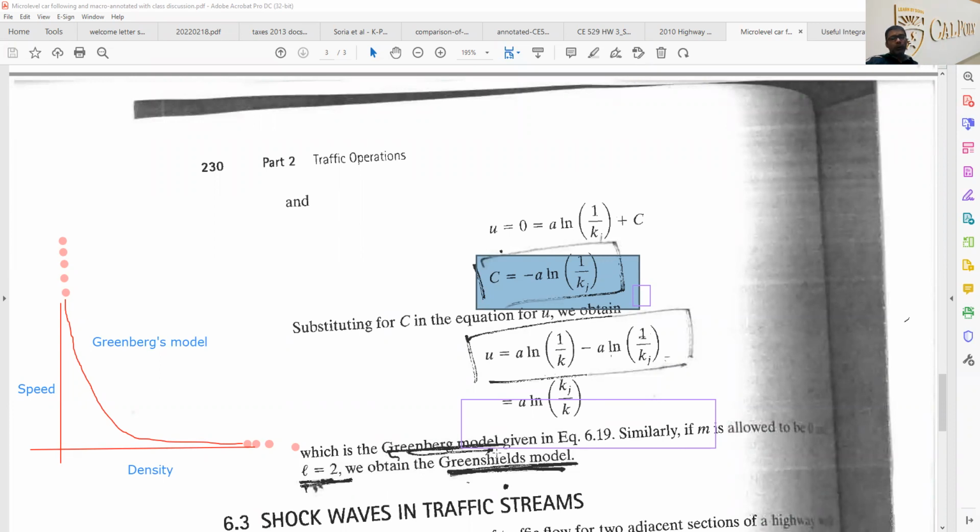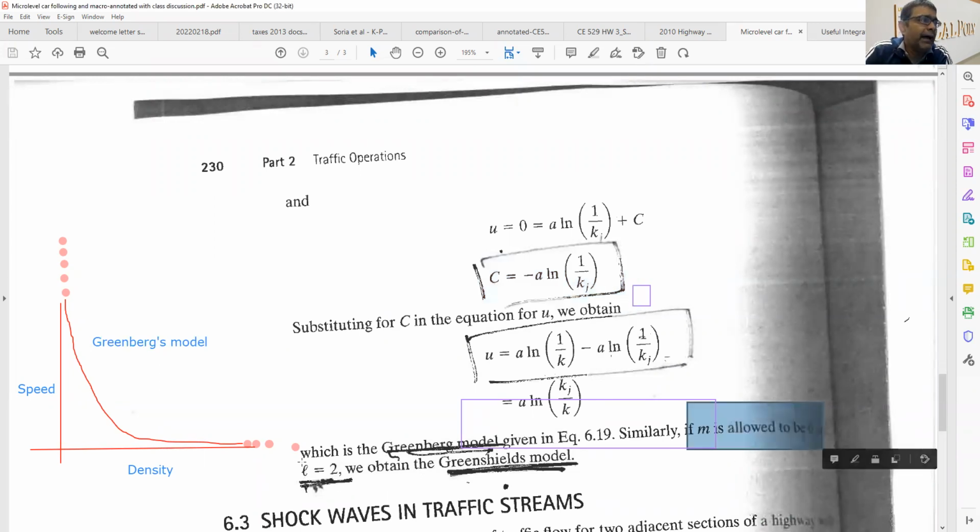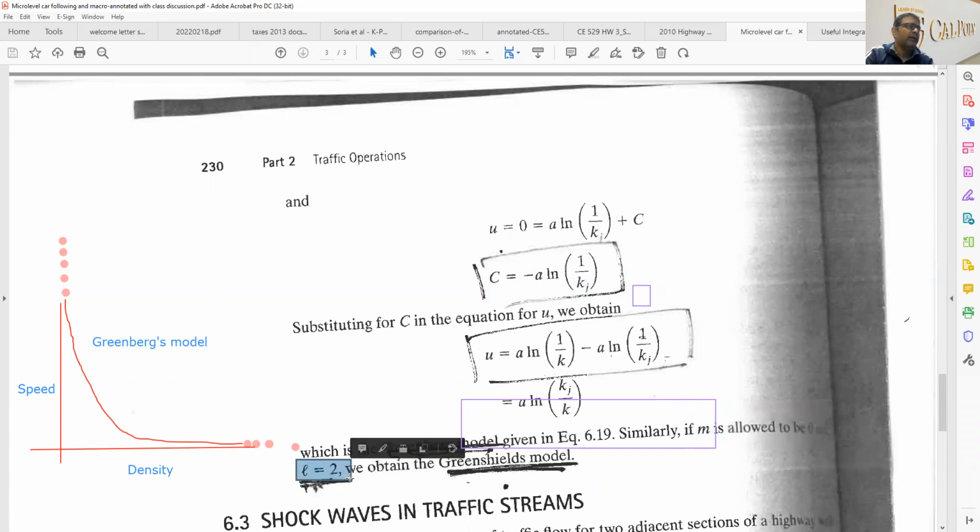And there will be a problem like this in the test. I would always still have M equal to 0, but I will ask you for a different value of L. And remember, L doesn't have to be an integer. It could be 1.5, 2.5, whatever. And you should be able to replicate this process for any value of L and be able to integrate those things in terms of a speed-density relationship.